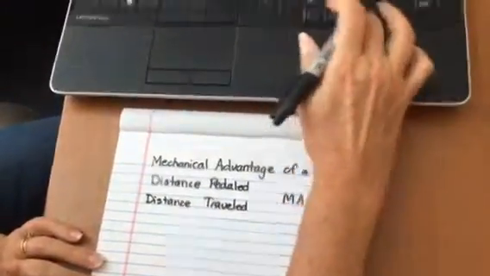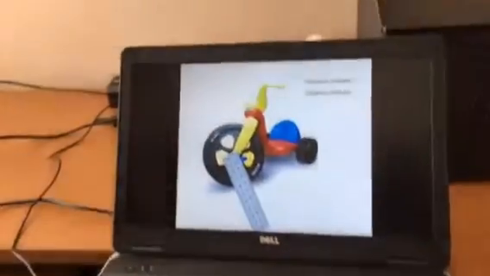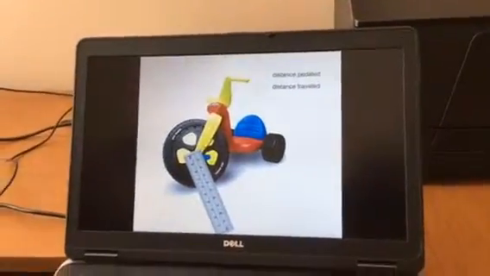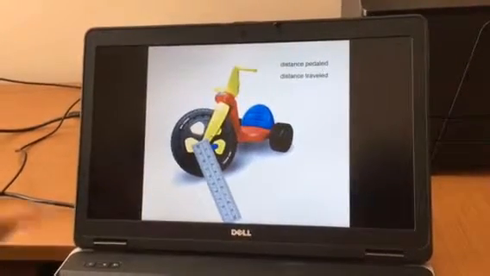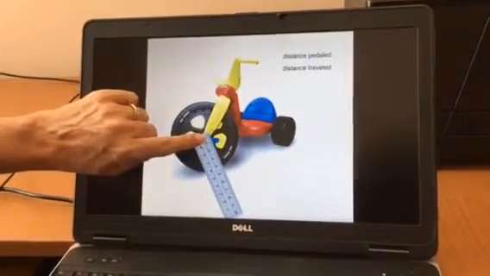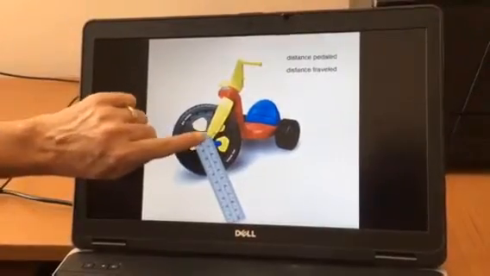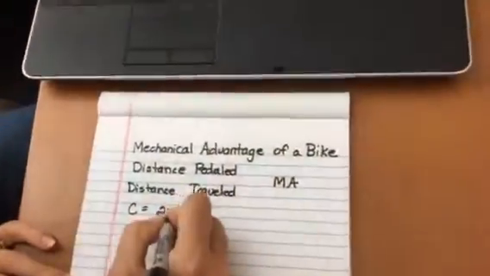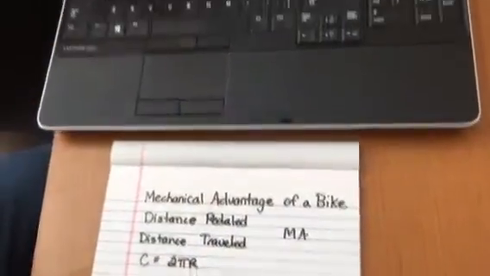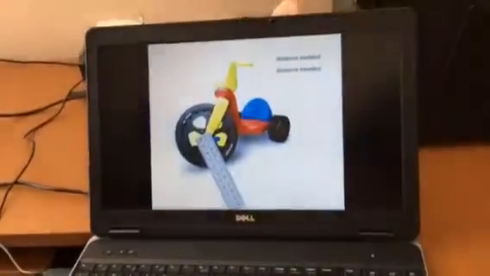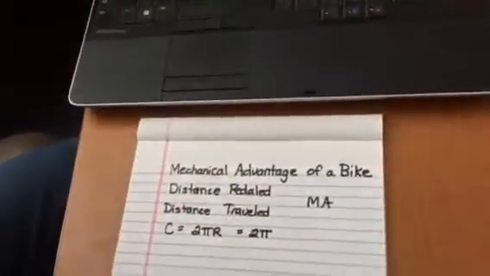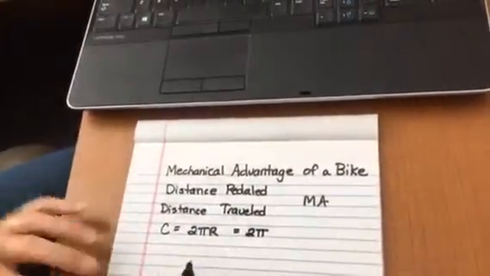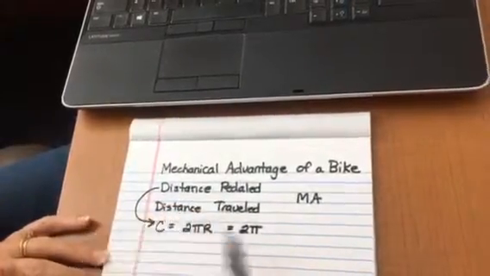So let's look at our example. And here we have an example of a big wheel. So here, if we want to calculate the distance pedaled, we look right here and we see the radius of this circle when we pedal is 1. So circumference equals 2 pi r. And so here the radius is 1. So in this case, the circumference is 2 times pi and the radius is 1. That would be the distance pedaled.